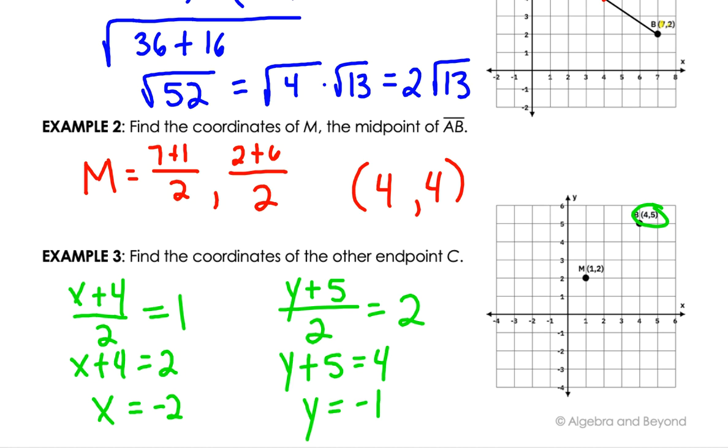So if I go -1, -2, put a point there, that gives me a segment B to C that has a midpoint of 1, 2. All right, that's all for today. We're going to jump into our conic sections next.